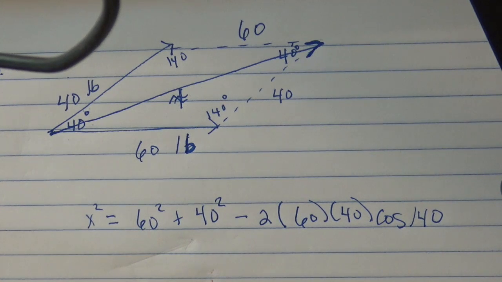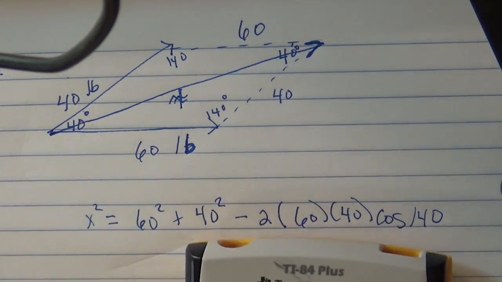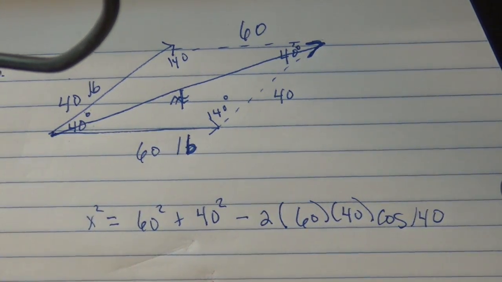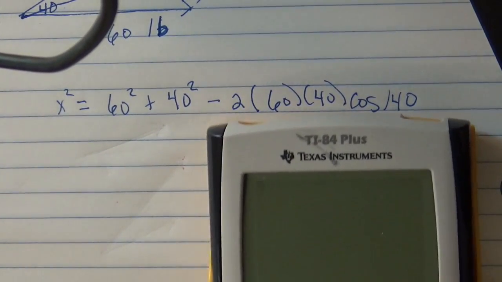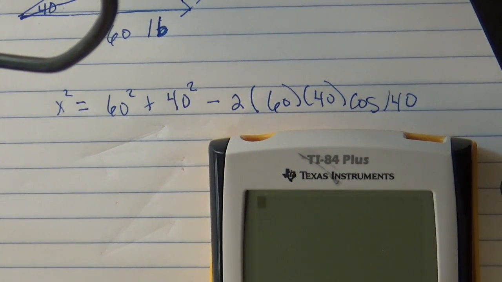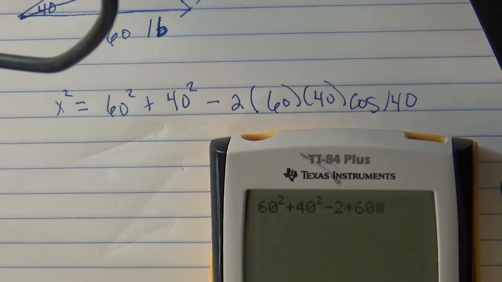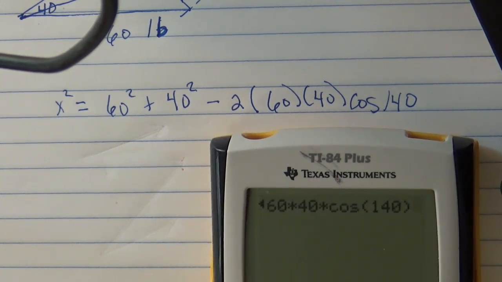And then we can solve this for x. You definitely want a calculator to help you with this step. Alright, so typing all this in, I'm trying to get it where you can see both at the same time if that's possible. Okay, so we've got 60 squared plus 40 squared minus 2 times 60 times 40 times cosine of 140. Make sure your calculator is in degrees.